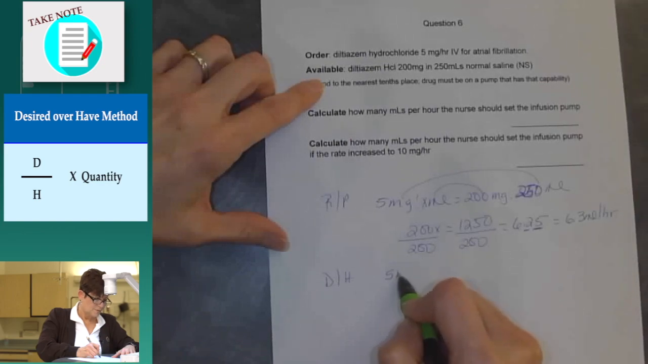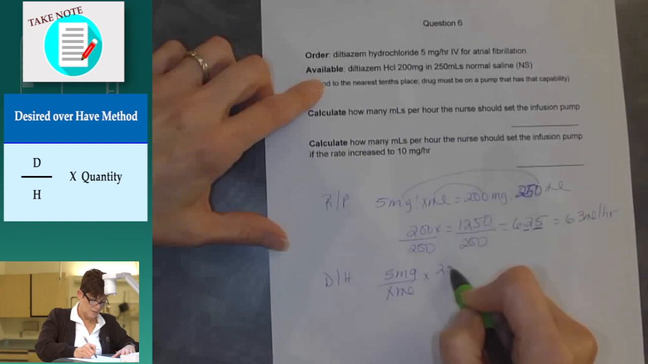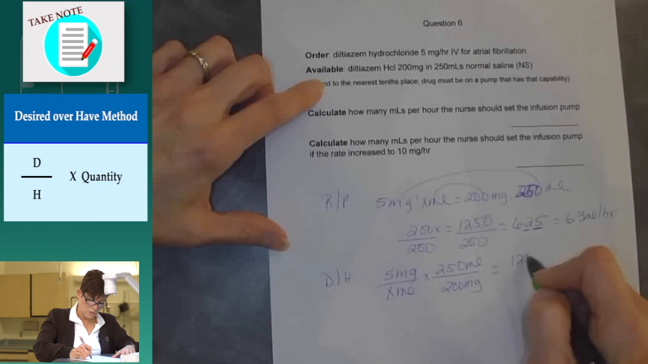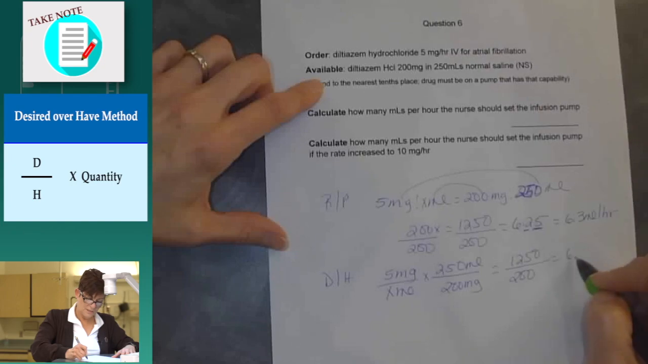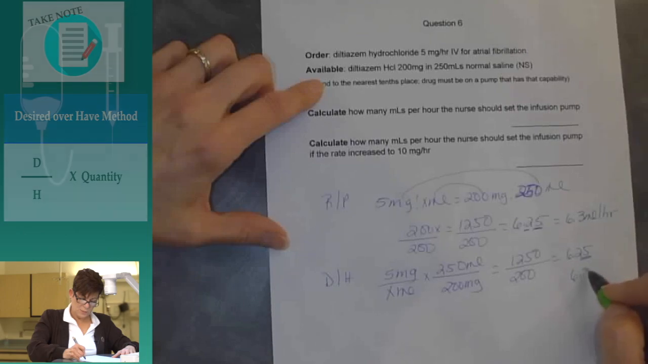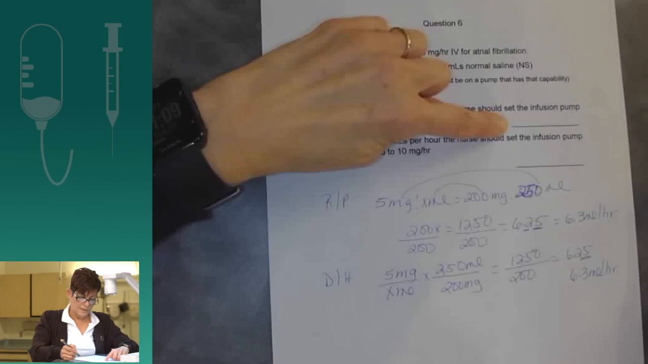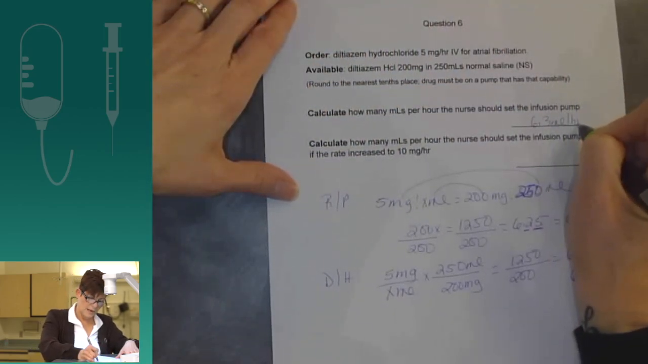So we have 5 milligrams over x mL times 250 mLs divided by 200 milligrams, which gives us, again, the 1250 divided by 200, which gives us, again, the 6.25, but again, we're going to round up. So it's 6.3 mLs per hour. So our first calculation's answer is 6.3 mLs per hour.